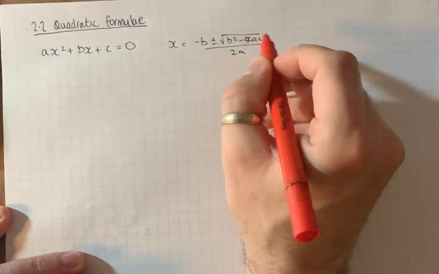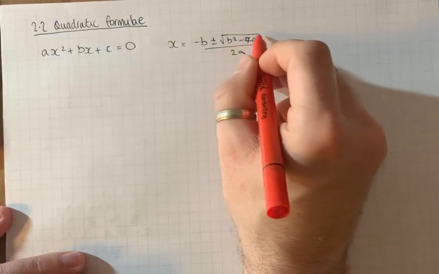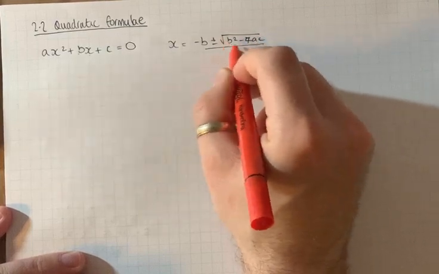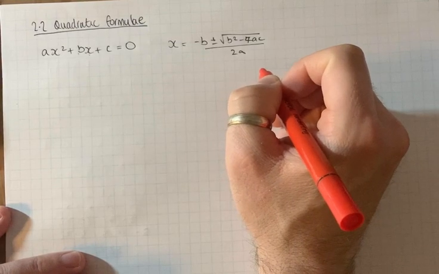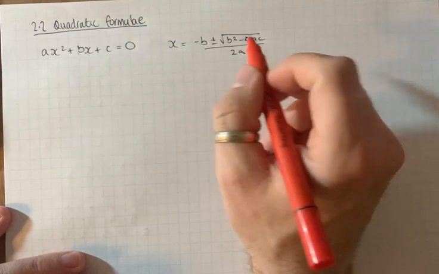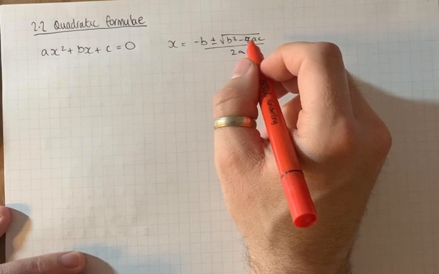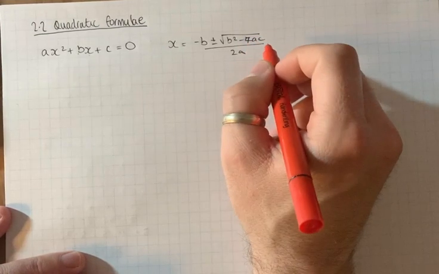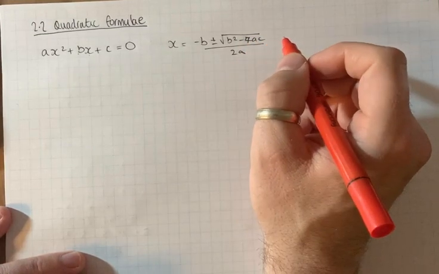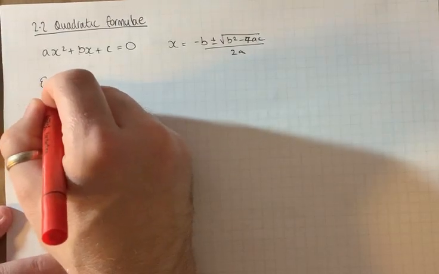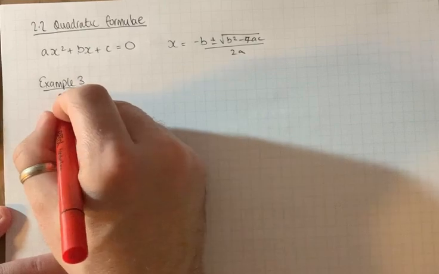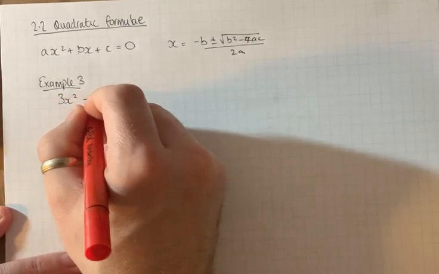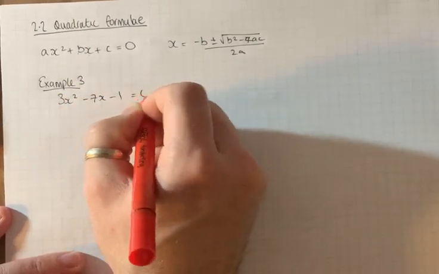divided by 2a. This part here under the square root symbol is called the discriminant, and has some useful properties which we'll learn more about later. You do need to memorise this, it won't be given to you in the formula booklet, you have to learn it. So we've just got one example on this part of the chapter. We're going to use the quadratic formula to solve 3x squared minus 7x minus 1 is 0.